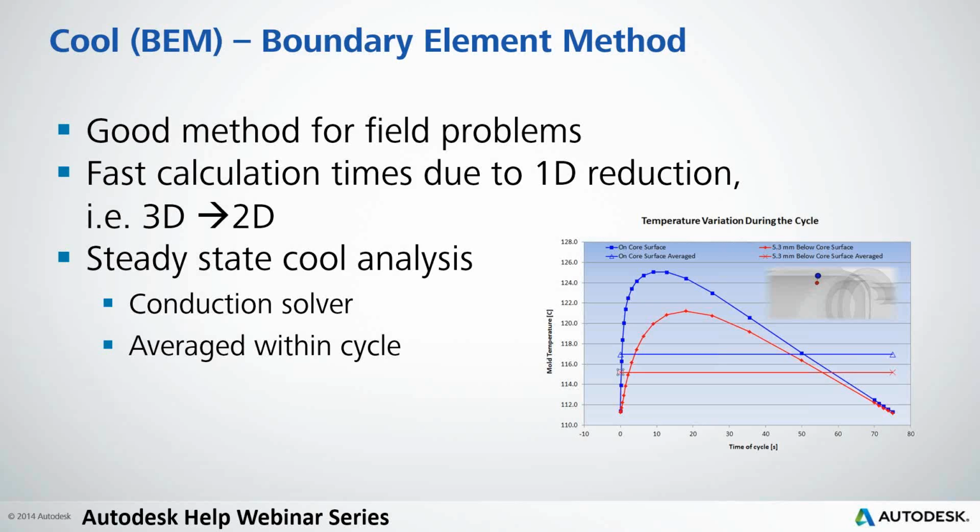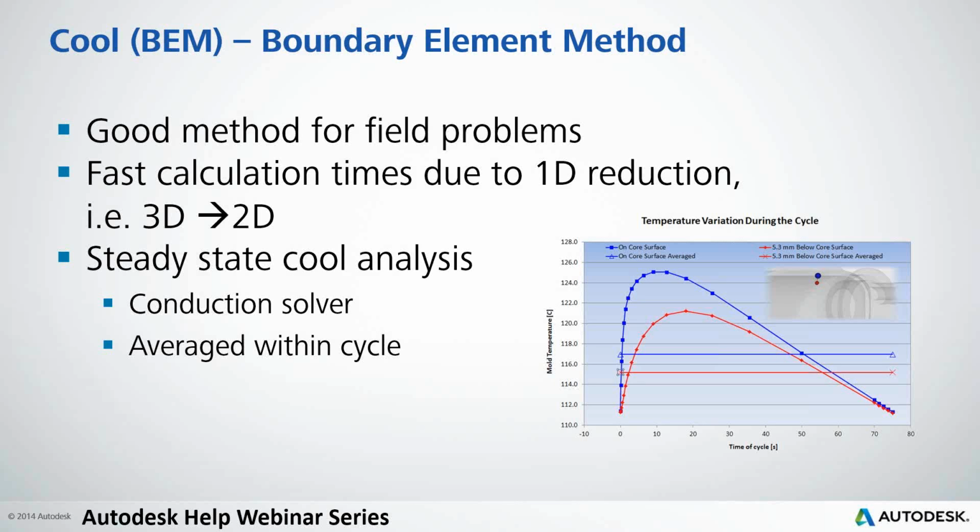So the cool boundary element method was the first method implemented in Moldflow. It's a very nice approach which is working really well for field problems, and our heat problem is a field problem. The main advantage of this method is that we are reducing in one dimension the size of our problem. So we have a 3D problem, our mold, and we are creating a two-dimensional surface problem.